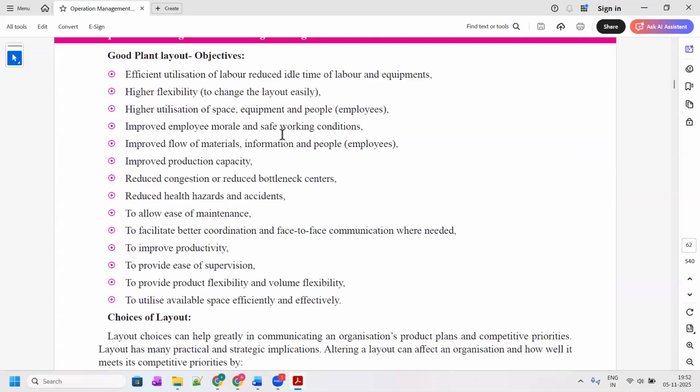So when we are talking about a good plant layout, we need to think about the objectives, what the layout can solve. Because a good plant layout aims to make the best use of space, machines, and workers to achieve smooth and efficient production, where the main objectives, what we are trying to find the answer for, can answer the questions of efficient use of labor.